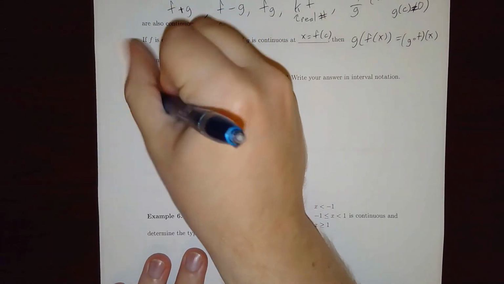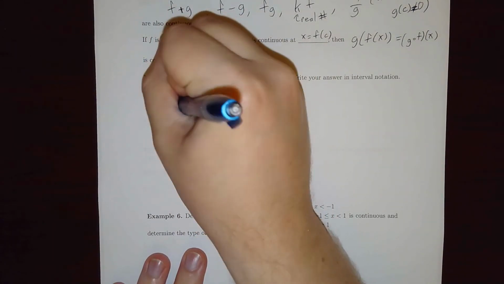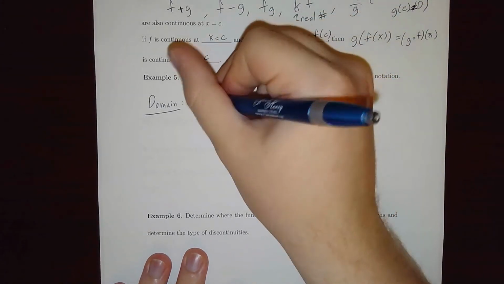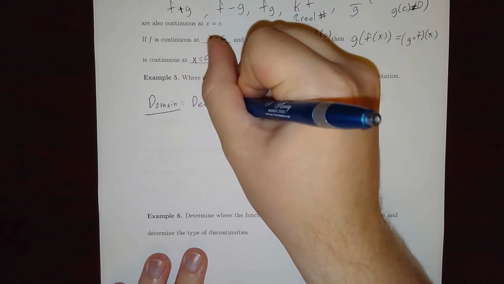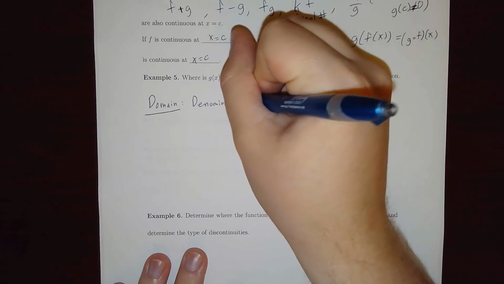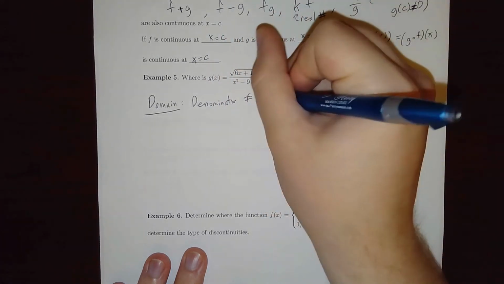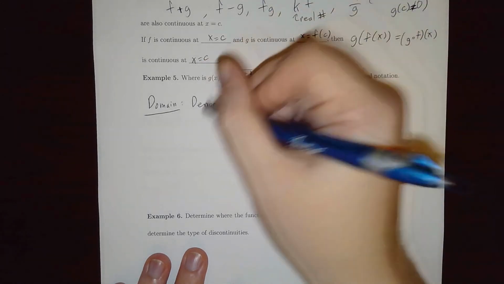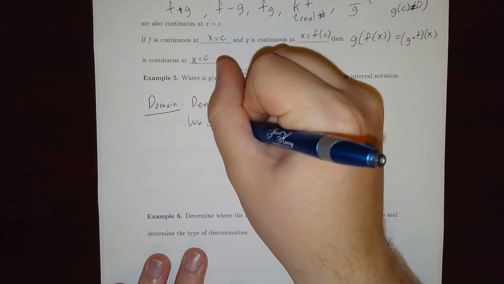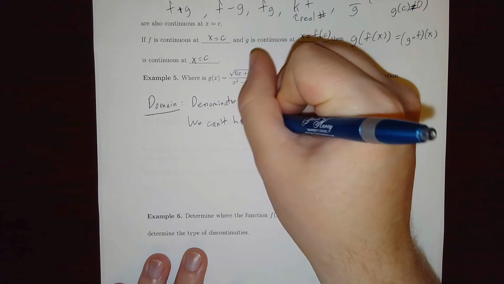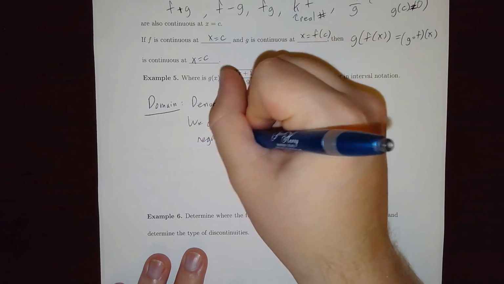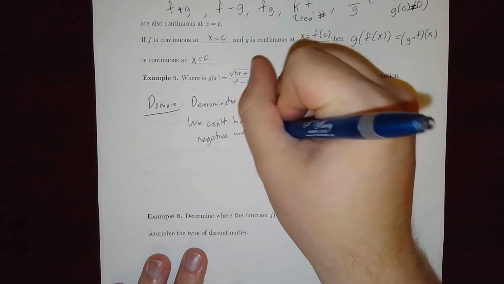So essentially we need to figure out the domain of this function. The denominator cannot be equal to 0, and it can't have a negative under the root.